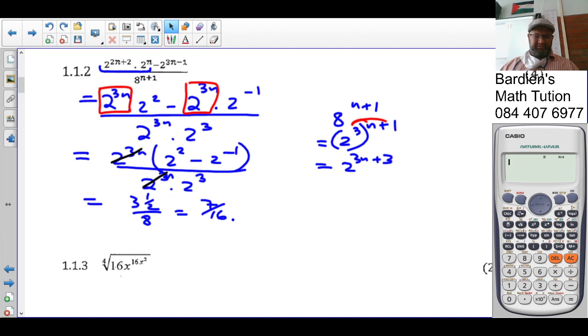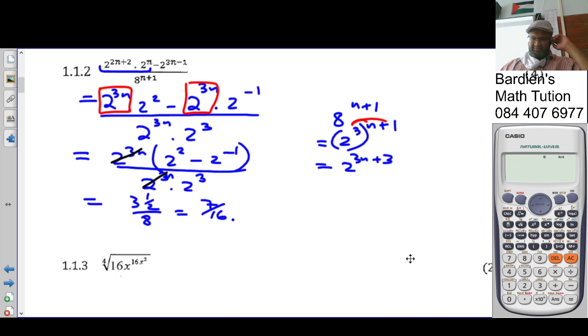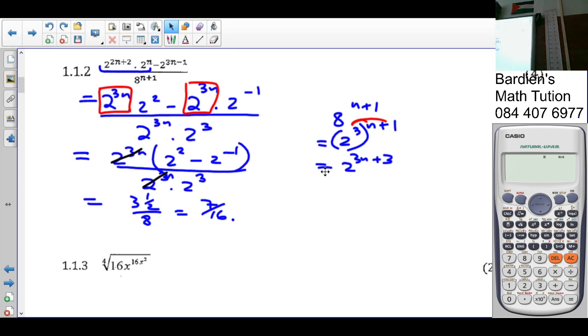Right, let's check. Alright, so let's say you could have typed in 2 squared minus 2 to the negative 1 over 2 cubed. 7 over 16. Alright? Any confusion, people?